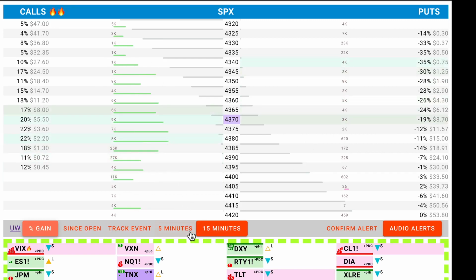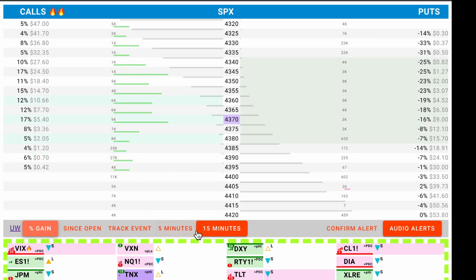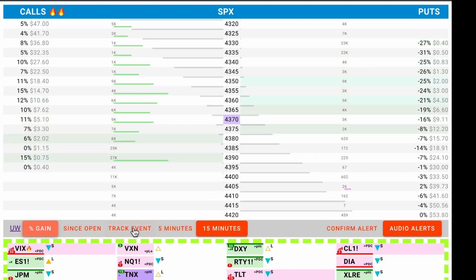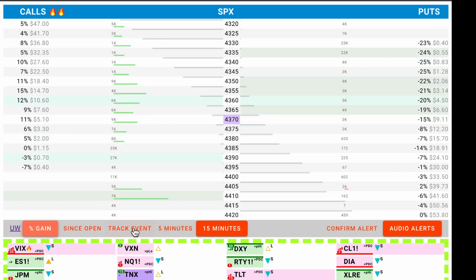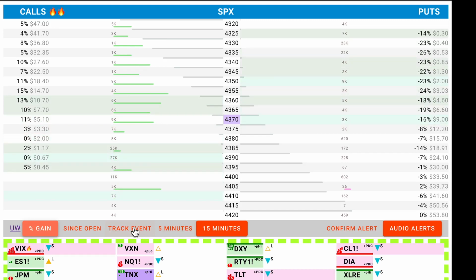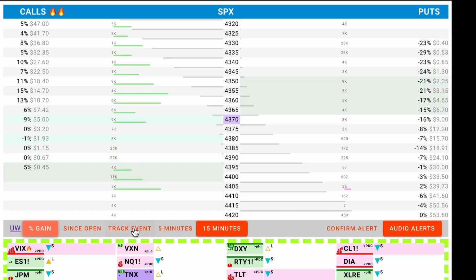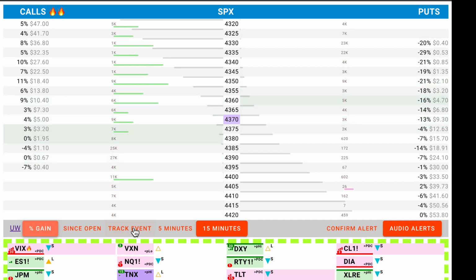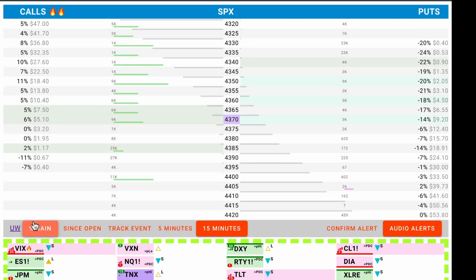You can also change this to show me who's making money since open. You can say the last 15 minutes, the last 5 minutes, or if something happens, you can lock it in and say track event. Then we'll track the price changes on the contracts from when you click that button. So if something happens and you want to see what happens next, you're going to click on that.